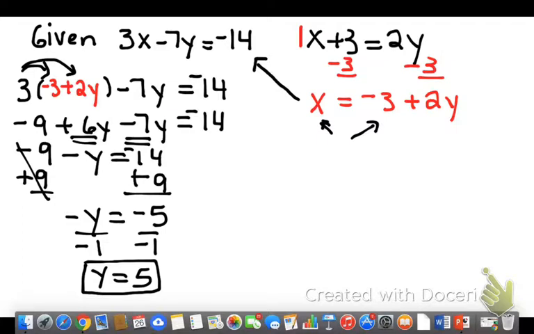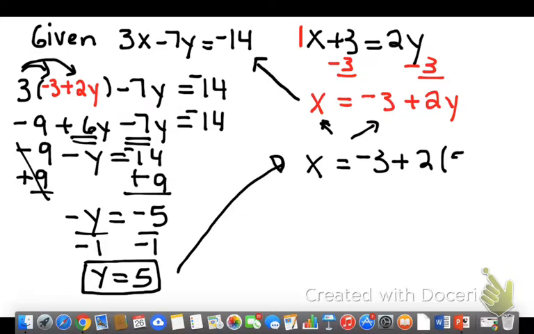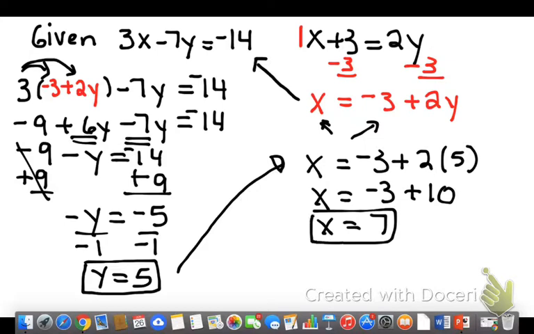So now that we have y, we're going to sub in the value into the equation to determine the x value. So x equals -3 plus 2 times the y value of 5. x equals -3 plus 10. x equals 7. So my ordered pair, the solution, will be (7, 5). Then your final step would be to put this solution back into the equations to make sure that they work in both equations.